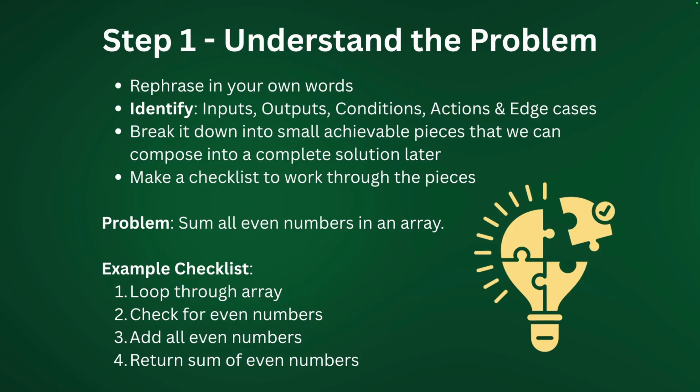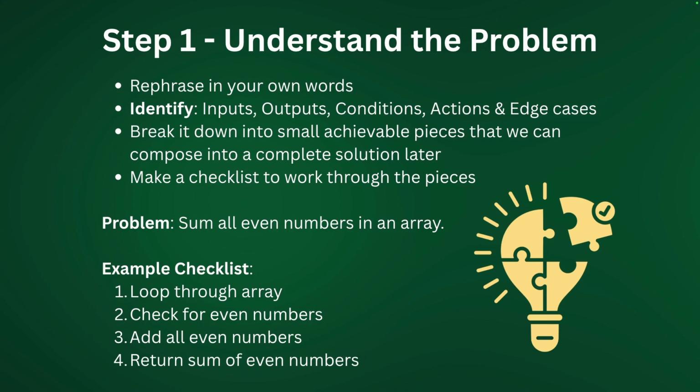First, let's understand the problem. We need a function that loops through an array, checks each number to see if it's even, and adds up the even ones. Inputs are an array of numbers, and the output is a single number. Edge cases: what if the array is empty or there are no even numbers? Let's return 0 in those cases.